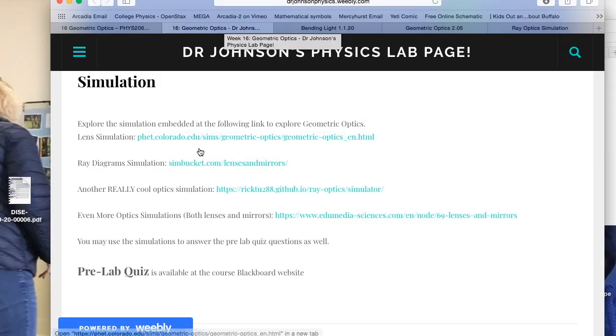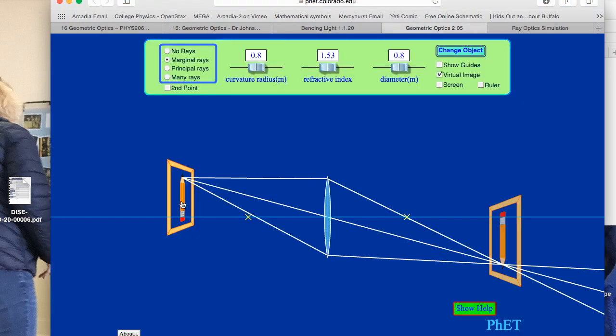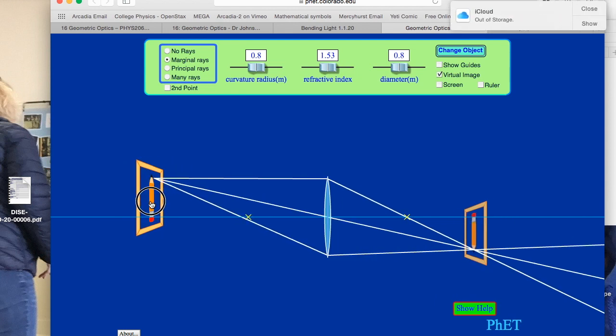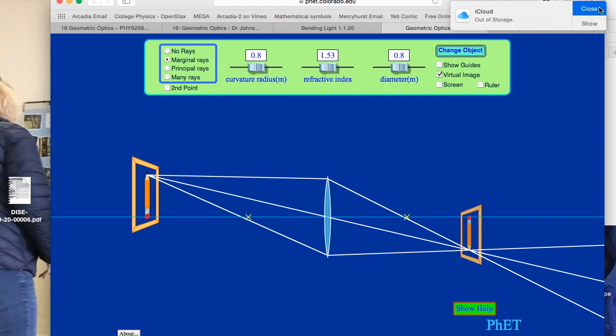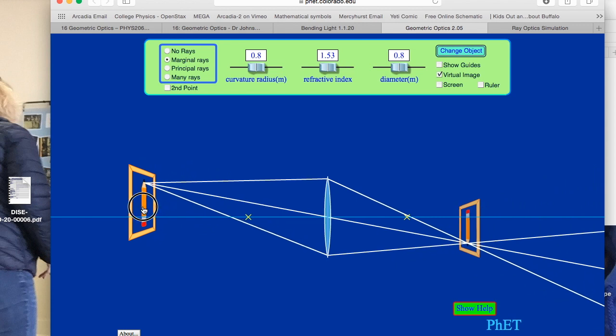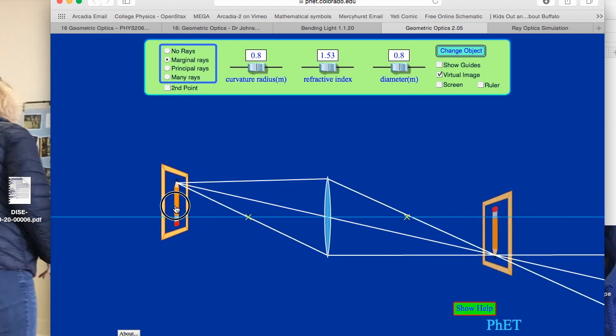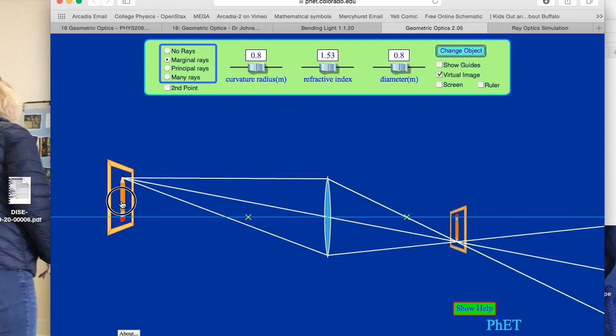So looking at the simulations that I've shared with you on my pre-lab site, the first one is the PhET simulation. This is the one we're going to be using in the PhET lab. And we've got an object over here. It's a pencil, and it's in front of a converging lens. And you see that the distance to the image is found using three representative light rays coming off of the object. It's kind of neat.